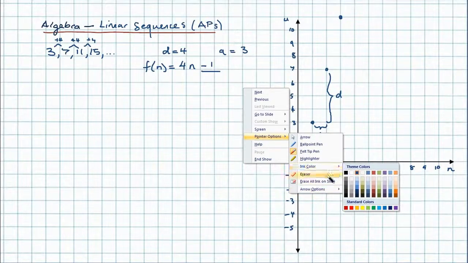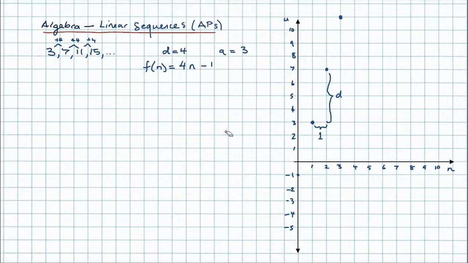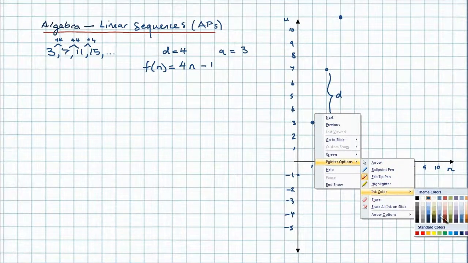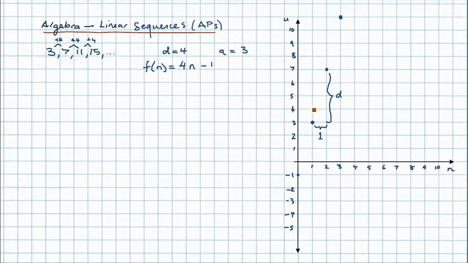Now, another way of thinking about this, if we didn't want to do a graph, for example, would be, well, what if our first term was just 4n? So if our first term, n equals 1, was just 4n, then 4 times 1 would bring it up to here. Okay, let's use a different colour just to make things very clear. So our first term would come up to here, and to get from here to here, we would have to subtract 1. So 4n minus 1 must be the function.